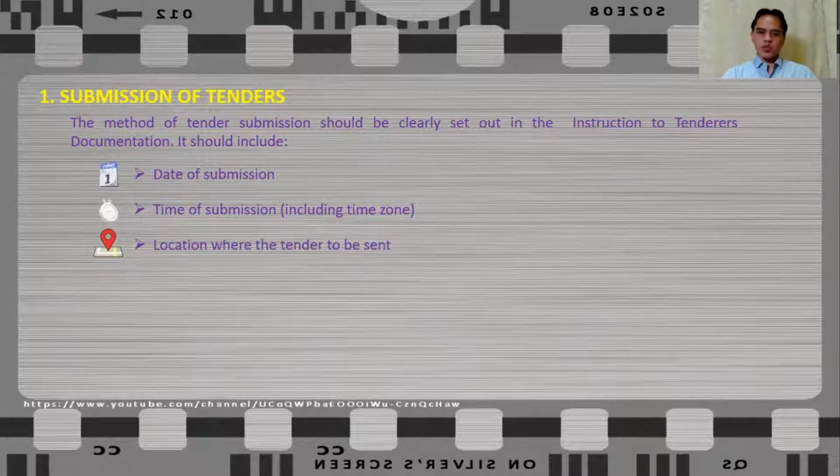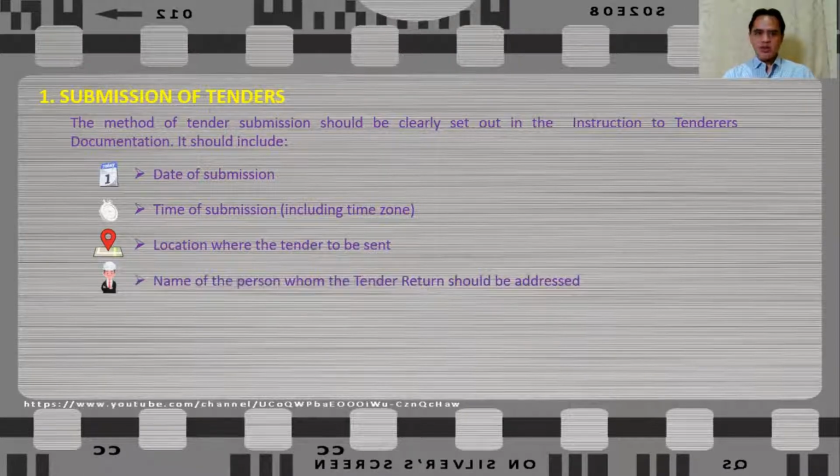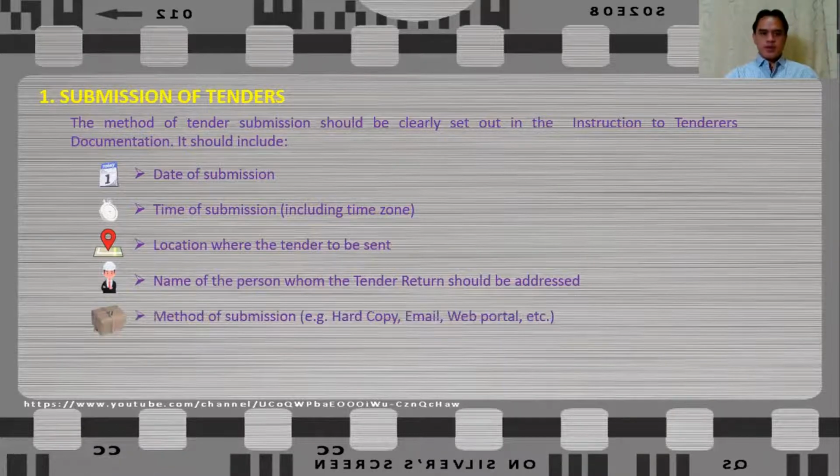The location where the tender is to be sent. If it is to be sent physically, then you must provide the address, and the name of the person to whom the tender return should be addressed, who will receive the tender. And the method of submission. The tender documentation should clearly state how the tenders will be submitted. Will it be through email? Or is a hard copy required? Or will it be submitted to a web portal and so on?